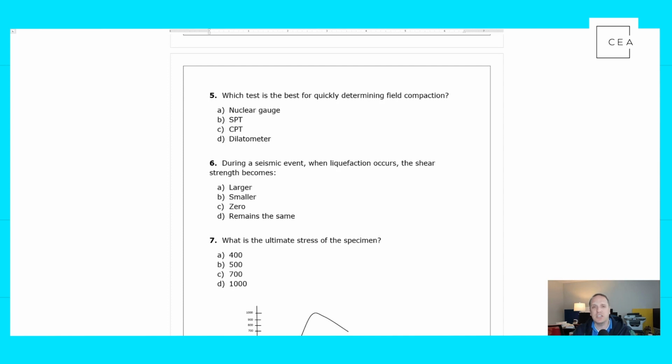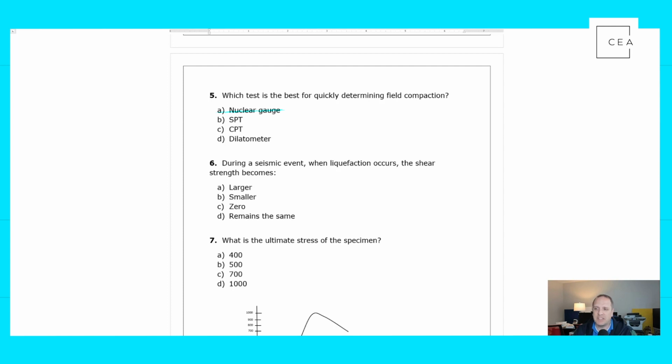And the answer to this is the nuclear density gauge. That is the fastest way to determine field compaction. I've seen people travel with these in the airport. You got to have all sorts of clearances and stuff because it does have some sort of nuclear material there.